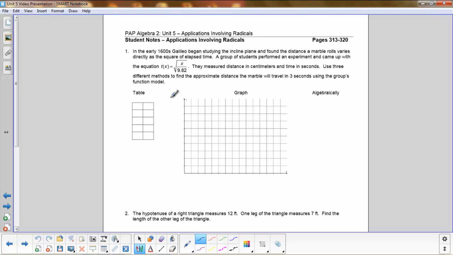Here are two more examples of how applications involving radicals can be applied. So what I've done here to simply begin this process is to type this into my calculator, and I'm going to go straight to the table here and find some values for which we'll solve this problem. So what I'm looking for here is the approximate distance that the marble will travel in 3 seconds. So I need this y value to be 3 seconds.